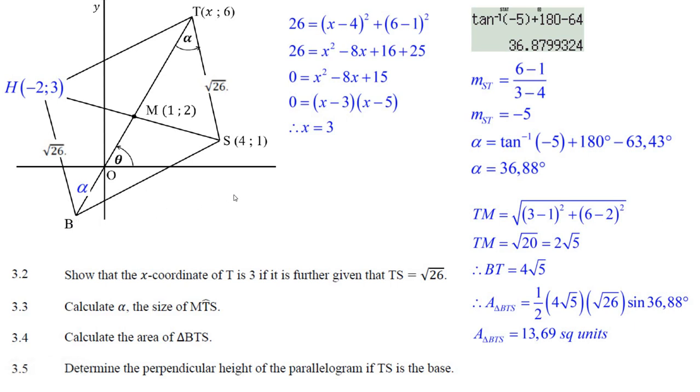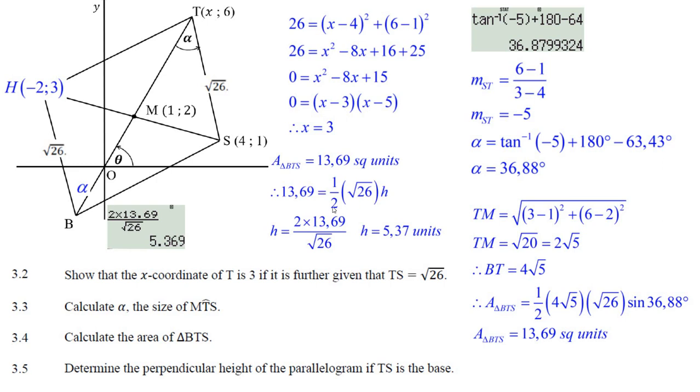Now, how tall is that? How would you figure that out? Well, we've got the area, we've got the base, we just have to solve for the height. So that's all we do. We just go 1/2 times base times height equals the area. The base is root 26, times h, equals that area. So multiply by 2, divide by root 26. I got that the height is 5.37 units. That would be the height, right? Like there, the height of that triangle, where root 26 is the base. So there you go.